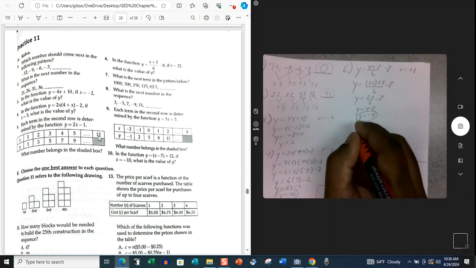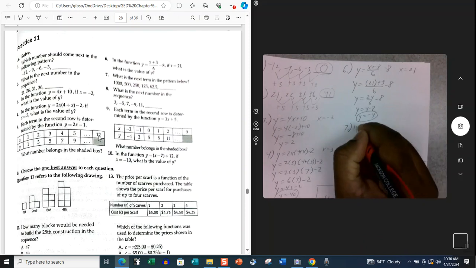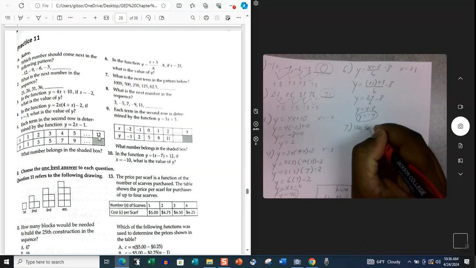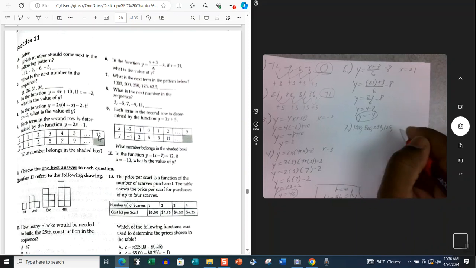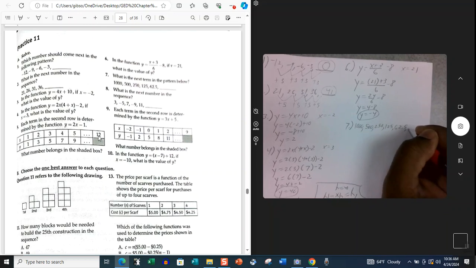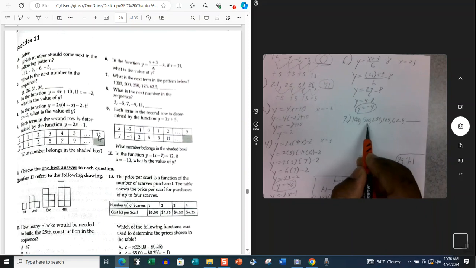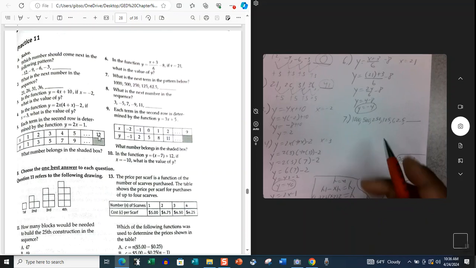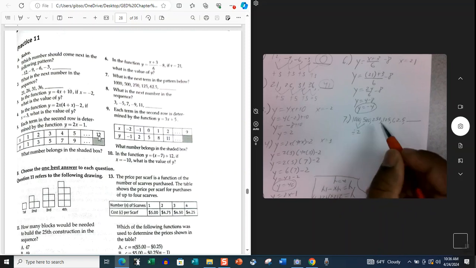Now number 7, it says what is the next term in the pattern below? So we got 1,000, then we have 500, 250, 125, 62.5, and then we want to get this next number. Now when we look here, to go from 1,000 to 500, we know we can subtract 500. But then to go from 500 to 250, that only goes down 250, so subtraction wouldn't work. So what we would need to do here is look at division. It looks as though we're dividing by 2.